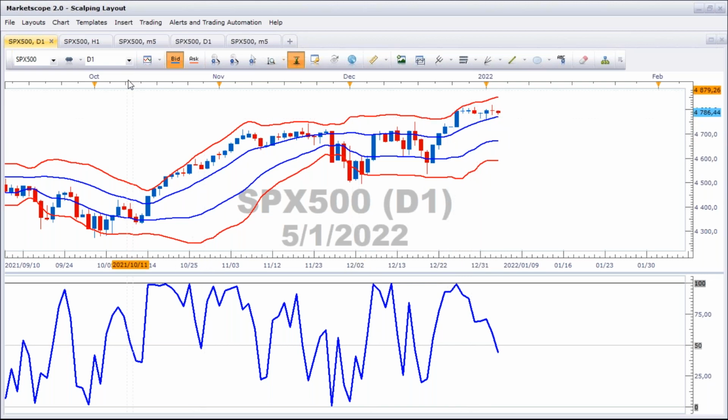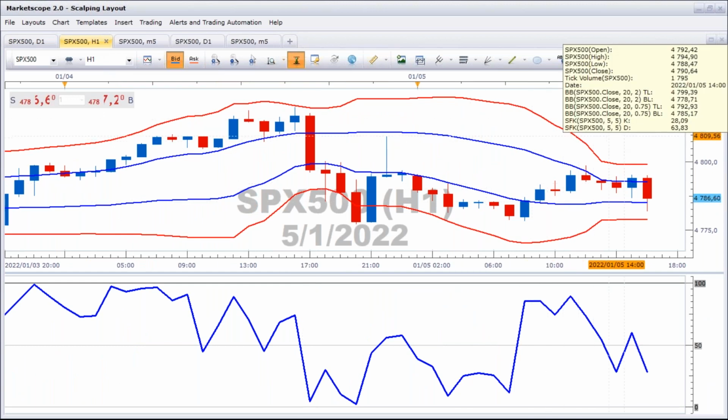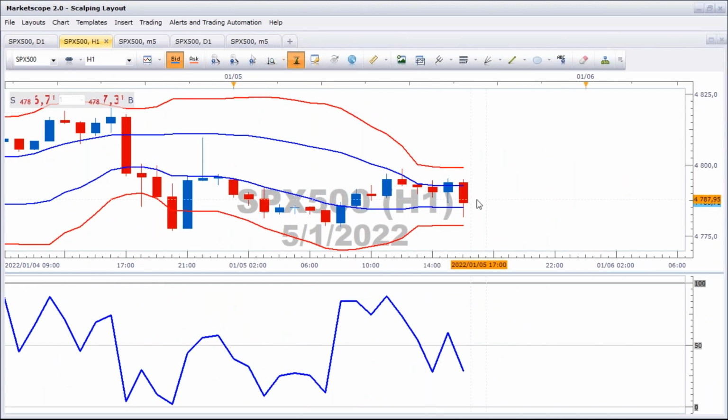Let's just take a look at the H1. And again, this is going to be a no-go for us because we need the candle to be in zone 3 here, and it's not. We're actually in zone 1, we've closed in zone 1. So at the moment, nothing we can do with the S&P 500 either. So Dow's off the table, S&P's off the table. Let's take a look at NASDAQ.